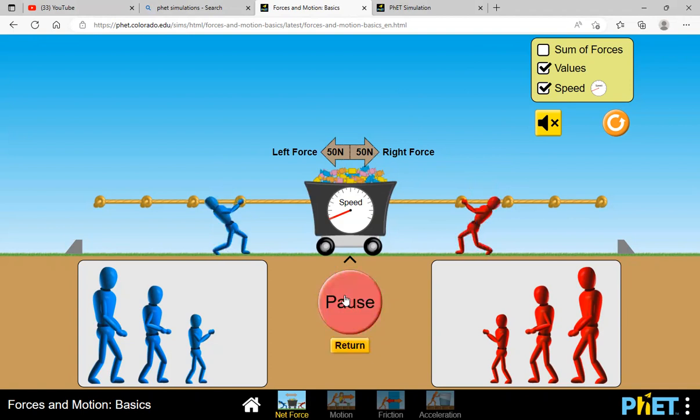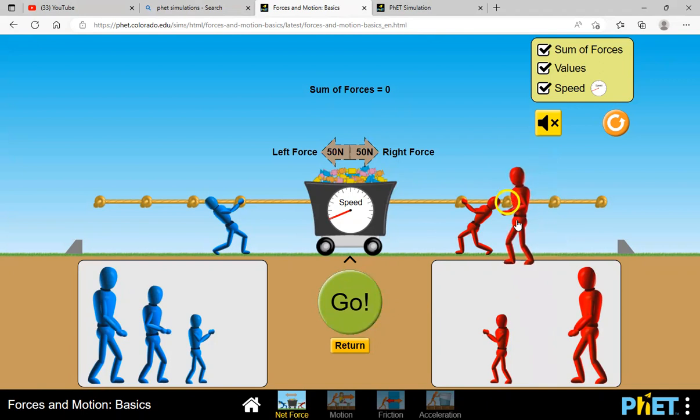Let's see what happens. What do you think will happen? Okay, so when we played the video, the cart didn't move at all. Why do you think this happened? Because the force that is exerted by this person is equal and opposite to the force exerted by this person. So the sum of these two forces is equal to 0. That's why the cart didn't move at all. The sum of the forces is equal to 0.